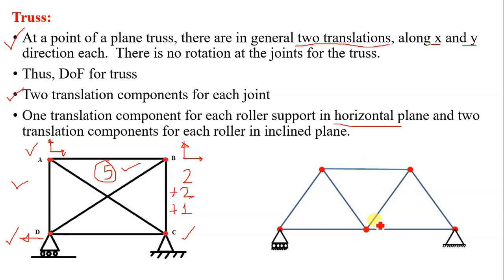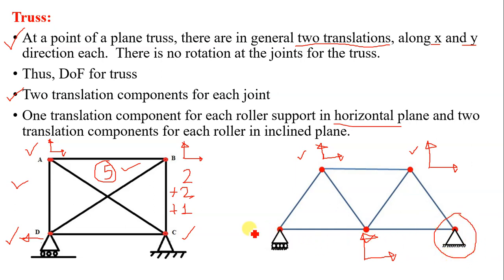Now let us come to the second truss. Now we will count the joints first. 1, 2, 3. Translations are possible: for this joint, translation in x direction, translation in y direction. For this joint, translation in x direction, translation in y direction. For this joint, translation in x direction, translation in y direction. Here we are not counting the translations at the supports because these supports offer reactions, and these reactions will prevent the translations. So here we are not counting, this is support.